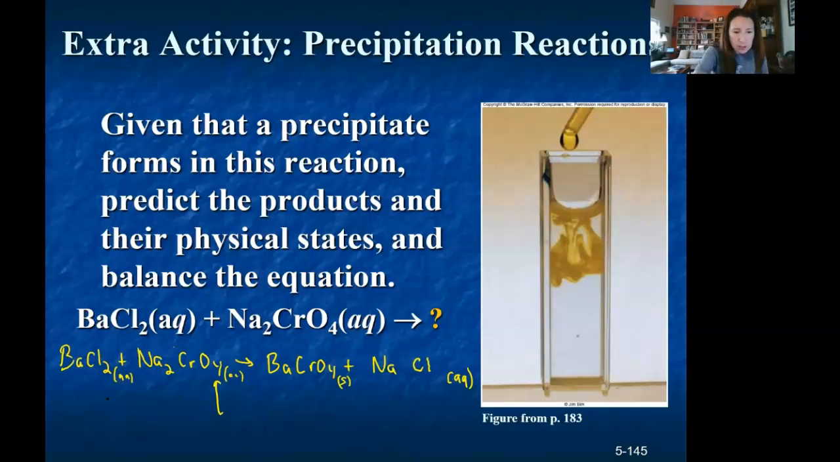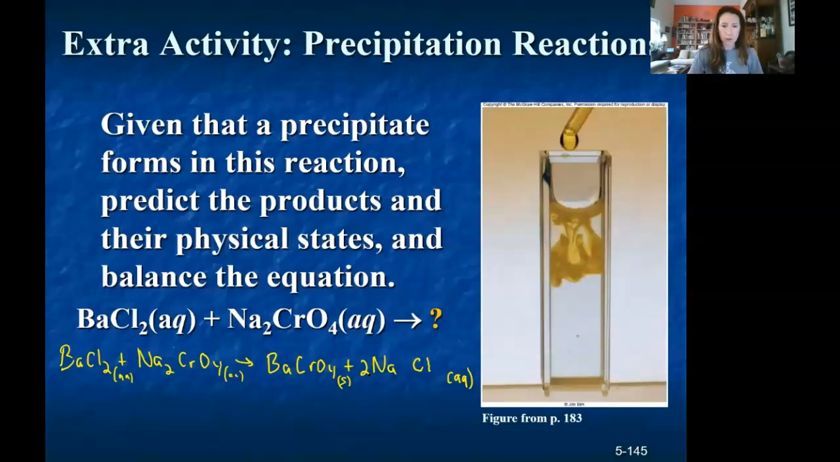And again, these subscripts are the little numbers we've got here, right? So the only time you ever take those with you is if it's part of a polyatomic ion. If it's not part of a polyatomic ion, you don't take it with you. Okay, so in that case, we do need to balance it. And we have a 2.